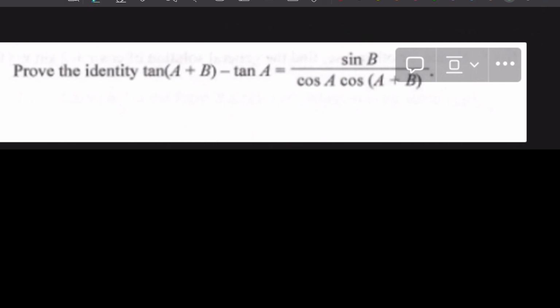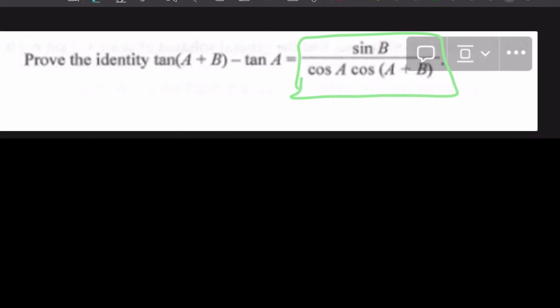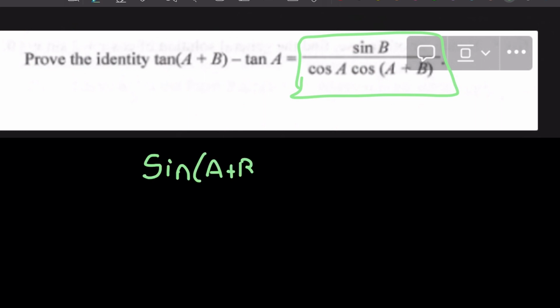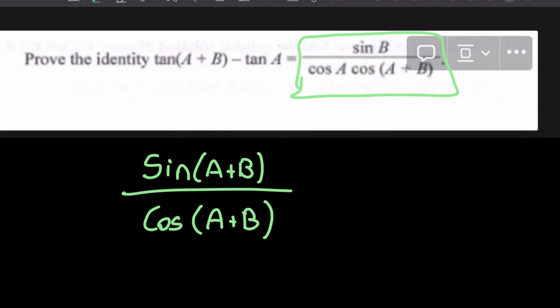So if you notice, the result that they want is actually in terms of sine and cos. So we know that tan can be expressed in terms of sine and cos, so let's just immediately replace tan(A plus B) with this sine and cos equivalent. Sine A over cos A is equal to tan A. So tan(A plus B) is just equal to sine of (A plus B) over cos of (A plus B). Okay? And minus tan A is just going to be equal to sine A over cos A.